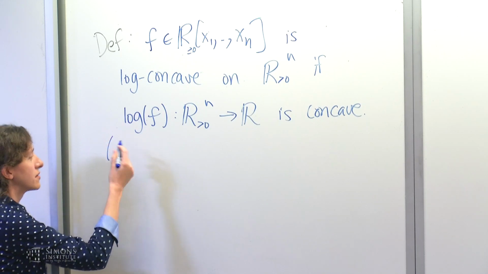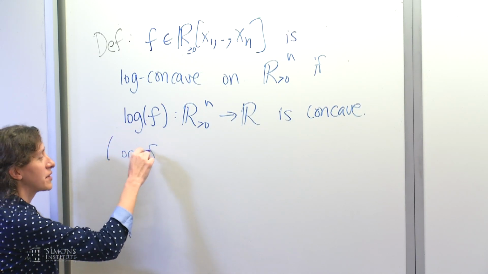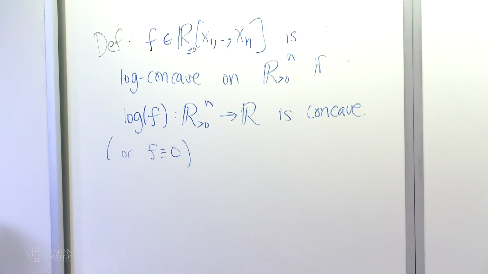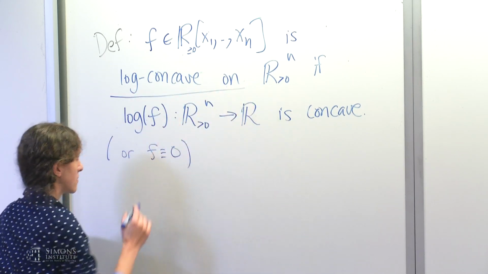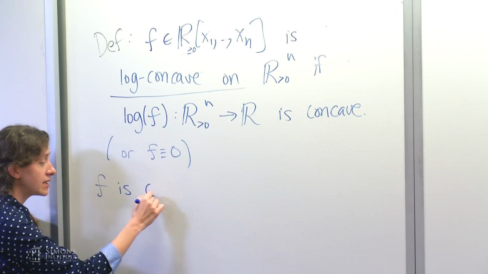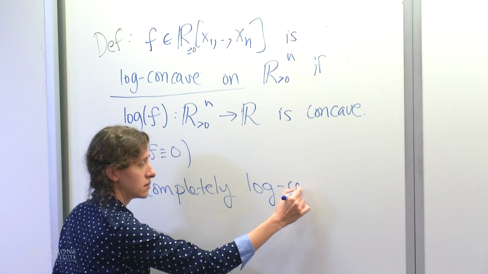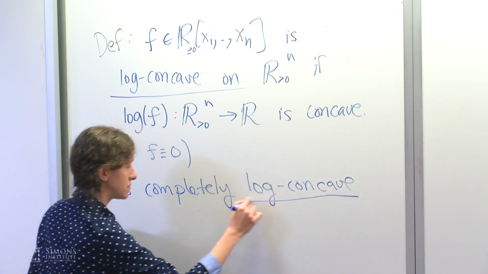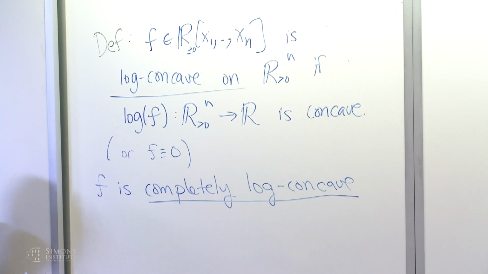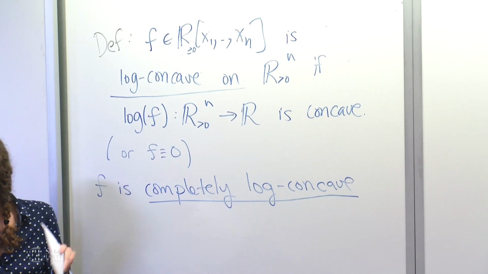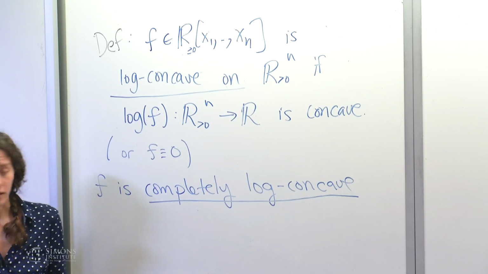And I'm just going to include, because it's a little bit easier to do, the zero polynomial as log concave, even though we should not take the log of it. Let's just put that in there. And then we're going to say that f is completely log concave if not only does f have this property, but whenever you take any directional derivatives in positive directions, you get a polynomial with this property.